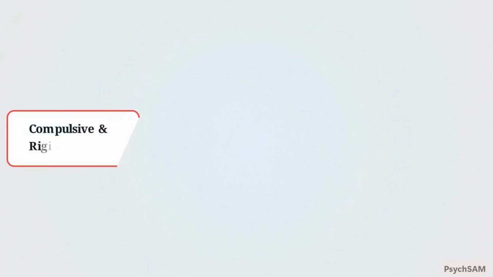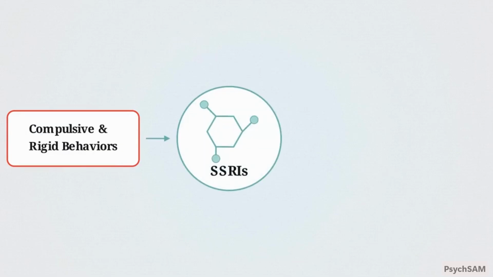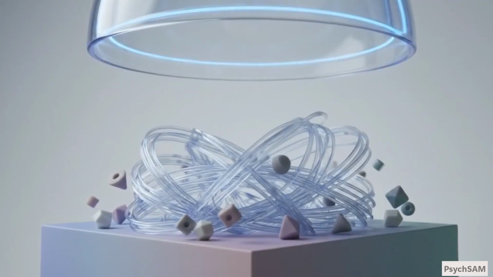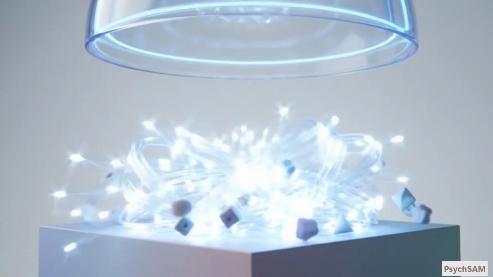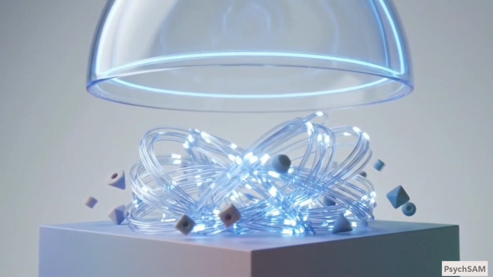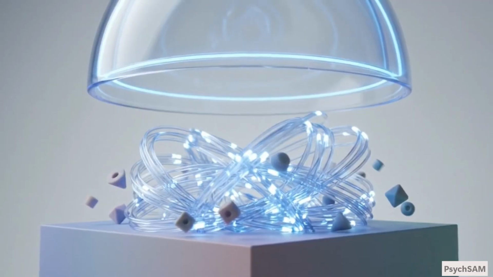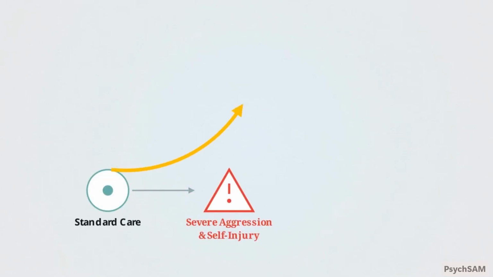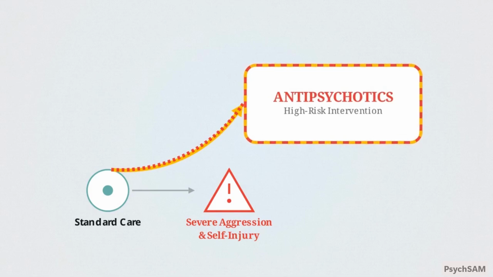For compulsive and highly rigid behaviors, the pathway relies on selective serotonin reuptake inhibitors, or SSRIs, like fluoxetine and fluvoxamine. However, prescribing SSRIs to this population introduces specific activation risks, where the medication can actually trigger severe behavioral disinhibition and agitation. When a patient presents with severe aggression or self-injury, the intervention escalates to antipsychotics.